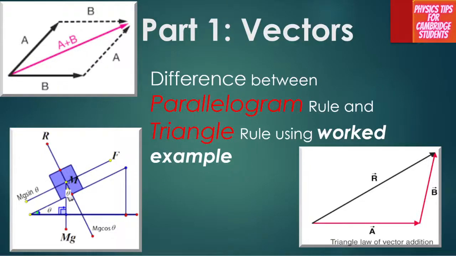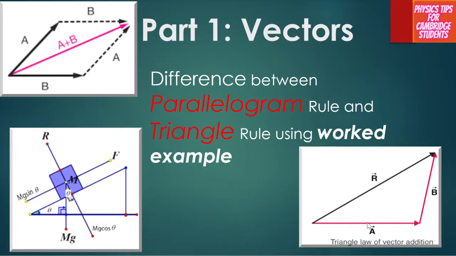In this video, we're going to look at the difference between the parallelogram rule and the triangle rule of vectors. I'm going to use a worked example to show the difference between the two. Now, looking at the picture, the vectors A and B here have been drawn tail to tail, and the diagonal is the resultant of the two vectors if a parallelogram has been drawn from them.